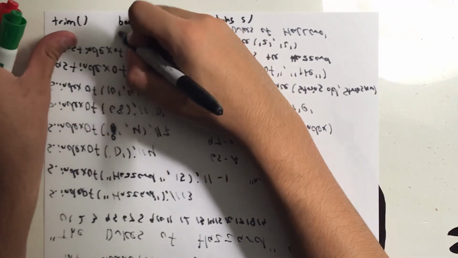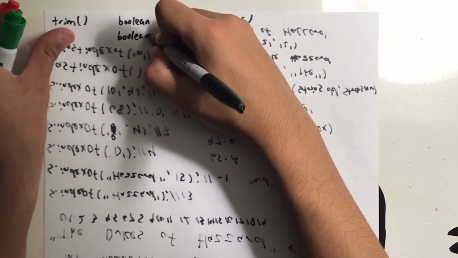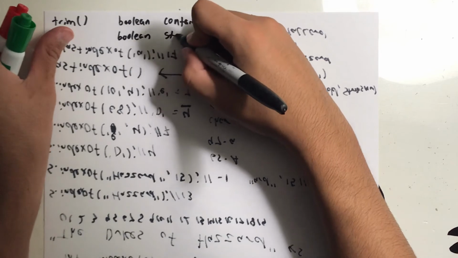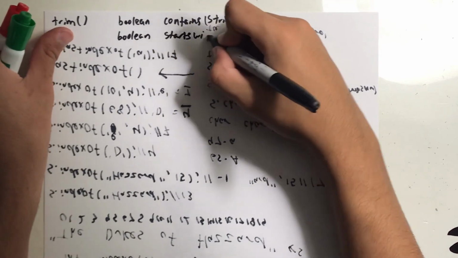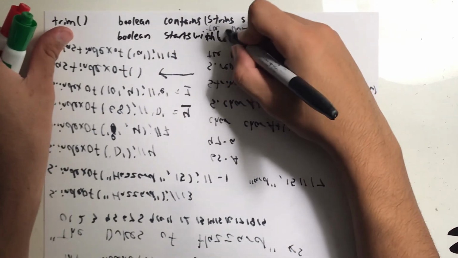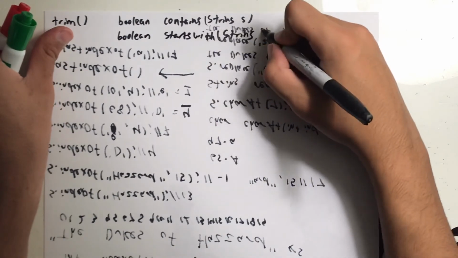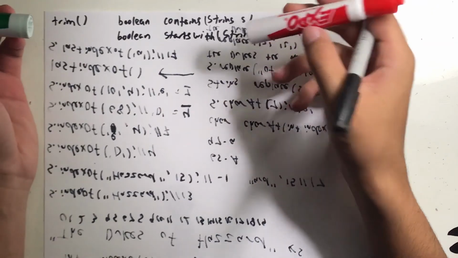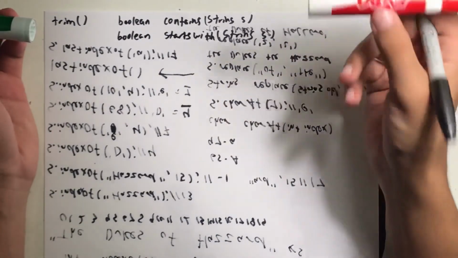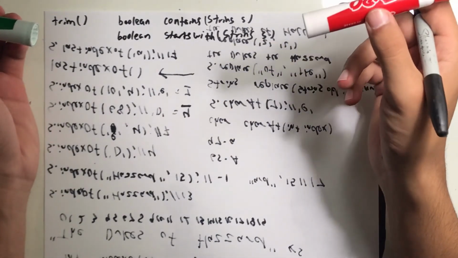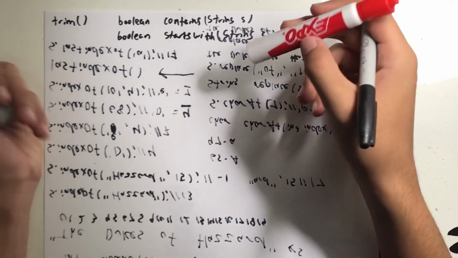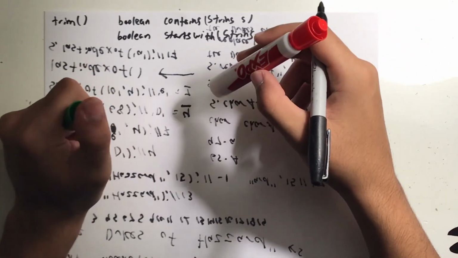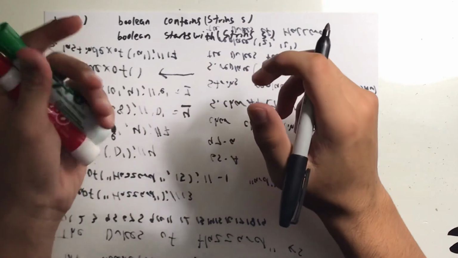And the last method for strings is boolean startsWith, which, if we didn't know already, asks: does this string start with that string? So if we had Michael, does it start with the capital letter M? Yes, it does, so it's going to return true, right? And yeah, that's pretty much it.